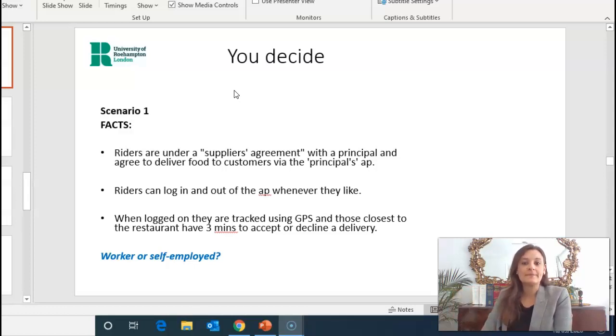But these riders deliver food to customers via the principal's app. The riders log in and out of the app whenever they want. But once they're logged in, they're tracked by using the principal's GPS, and they have to go to the closest restaurant, but they have 3 minutes in which to decide whether or not they want to decline to take that delivery. So they have a certain amount of time. Based on those facts, and these alone, is all you have in front of you, looking at the common law tests and the statutory definition, do you think that the rider is a worker or self-employed?